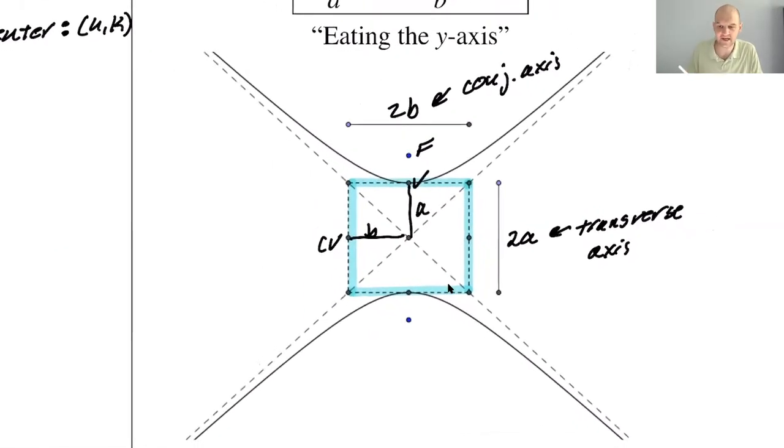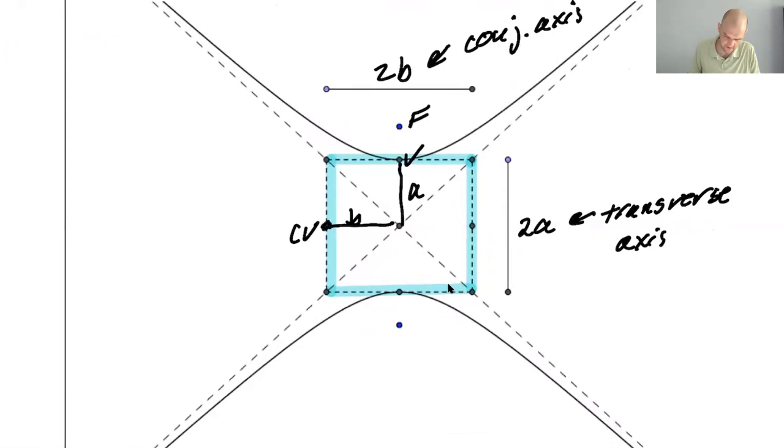So this box, I call it the asymptote box. The asymptotes are the diagonals of this box. The box is 2A by 2B. The midpoints of the sides of the box are the vertices and covertices. And so when we go to graph, this is going to be one of the main features that we need to get down. We need the asymptote box to look right.